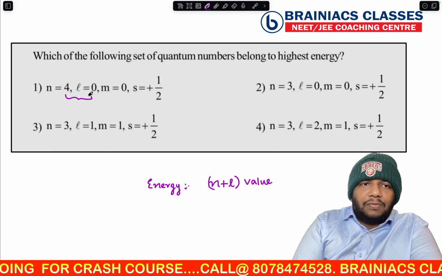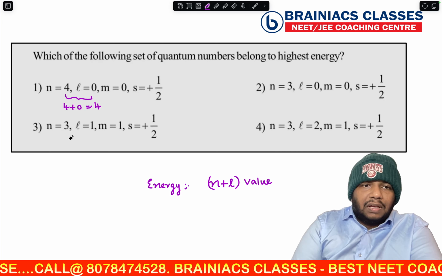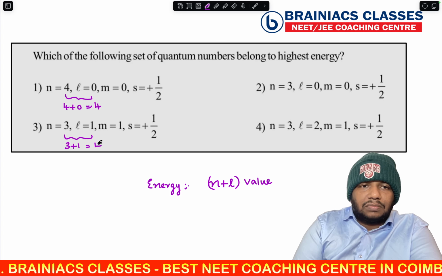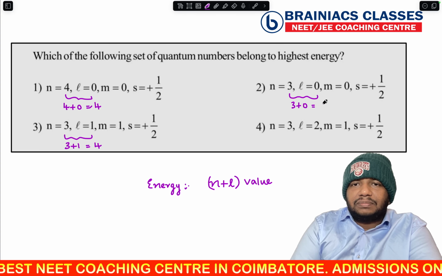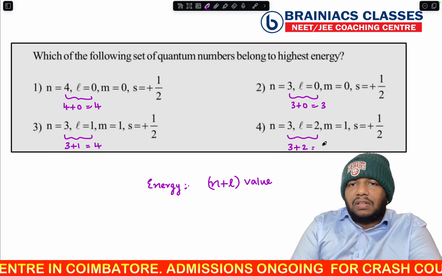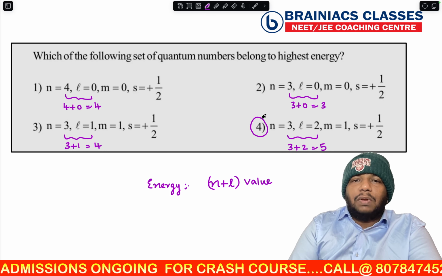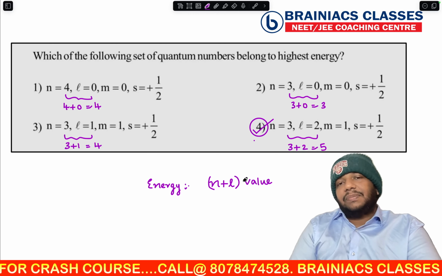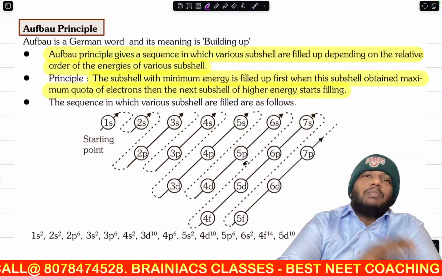So which is having the higher n plus l value here, sir? In the first case you can see 4 plus 0, that is equal to 4 itself. Here you can see 3 plus 1, that is also equal to 4. Here 3 plus 0, that is equal to 3. And 3 plus 2, that is equal to 5. So this is having the highest n plus l value, so it will have the highest energy.